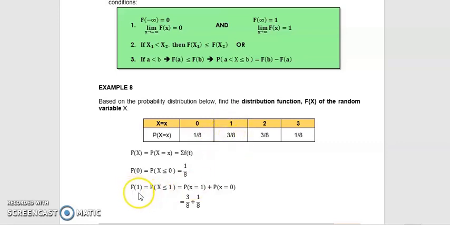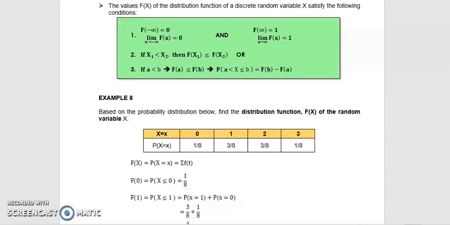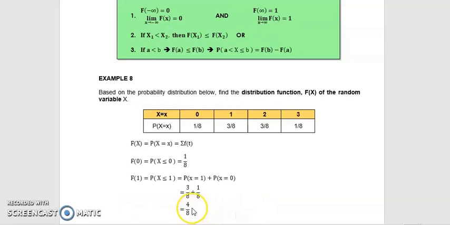Okay, so for F(1), the value of x must be less than or equal to 1. What is less than or equal to 1 is x equal to 1 and x equal to 0. So cumulative means that you total up at x equal to 0 and x equal to 1. At x equal to 1, the probability is 3 over 8, plus at x equal to 0, the probability is 1 over 8. Up to F(1), the total probability or the cumulative is 4 over 8. Okay, if we simplify this, if you want to put the answer in simplest fraction also no problem, so here it will be 1 over 2.